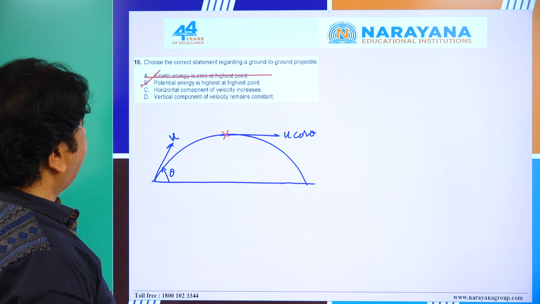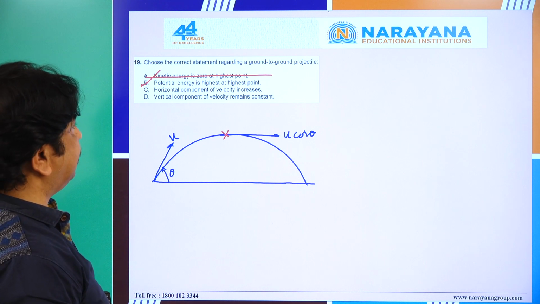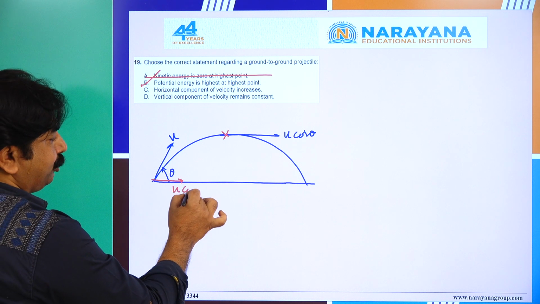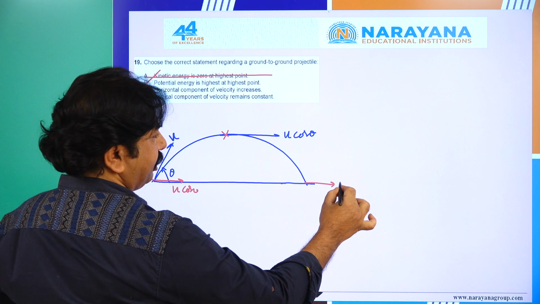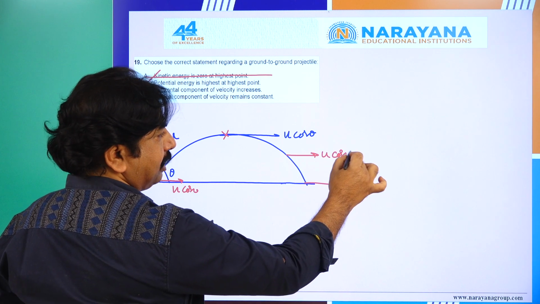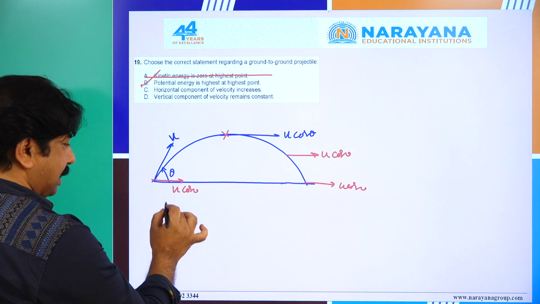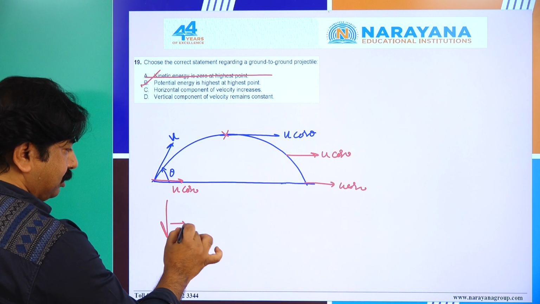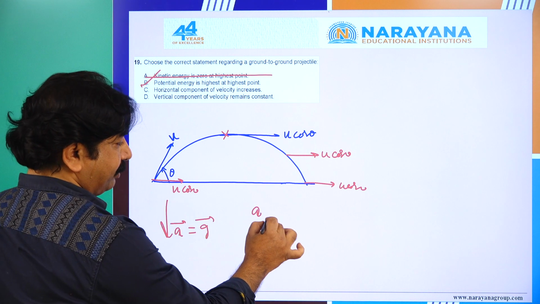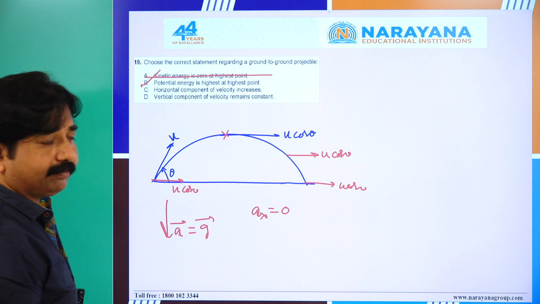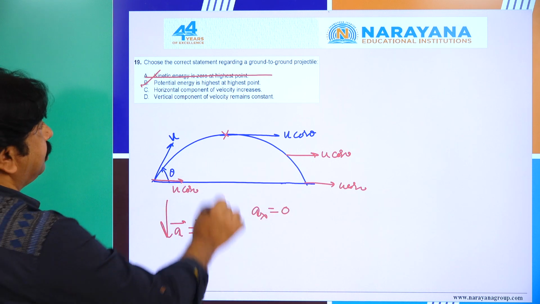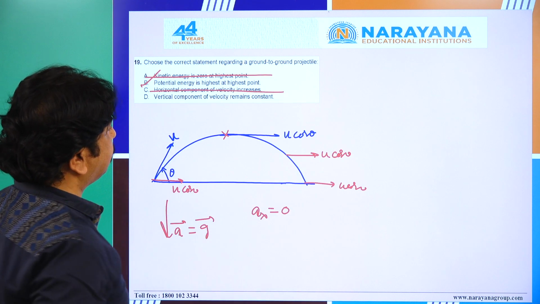Third option: horizontal component of the velocity increases. The horizontal component of the velocity is u cos theta everywhere, since the acceleration component in the horizontal direction is 0. Acceleration is always downwards, so the x component is always 0. That's why there is no change in the horizontal component. So this is also struck out.